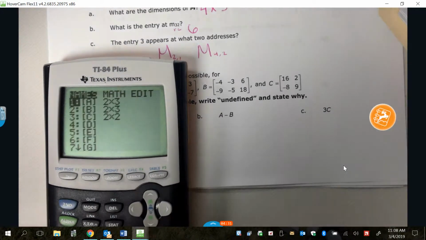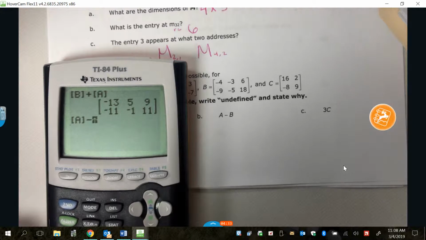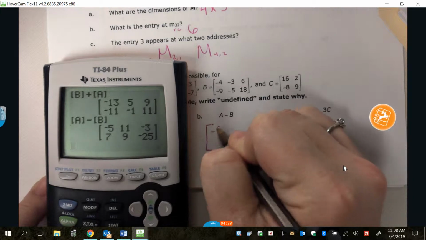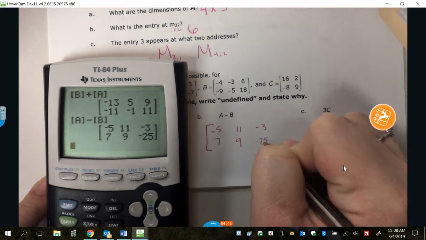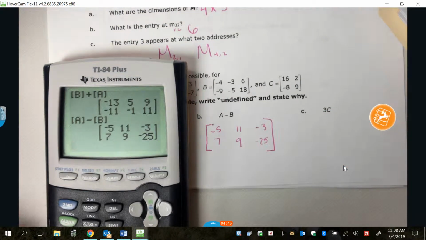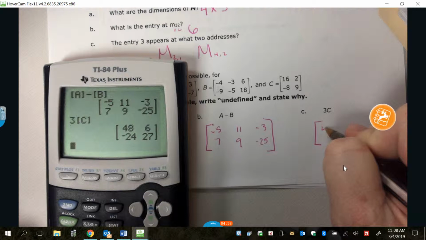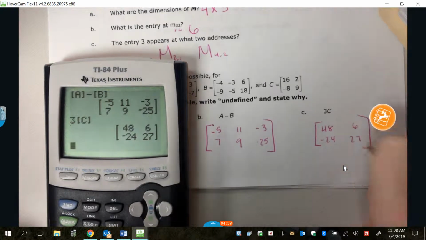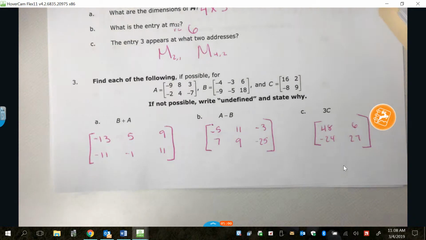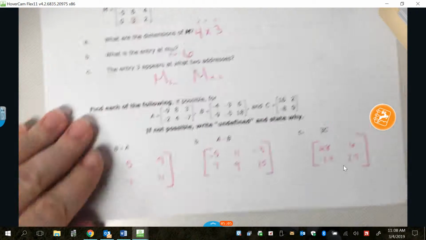Now it wants to know A minus B. Second matrix A minus second matrix B, and there's my answer. The last one is 3 times second matrix C. So there are those 3 answers, all found in the calculator.